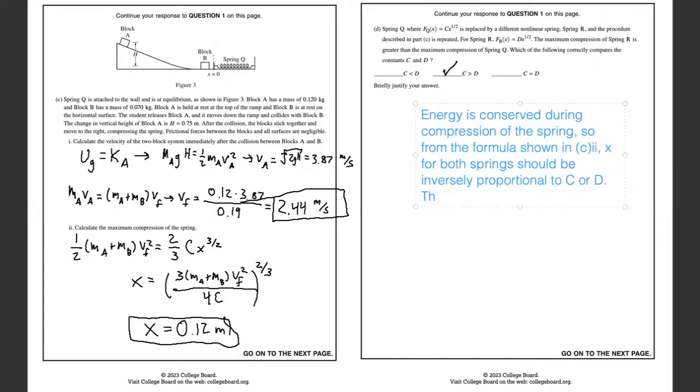So therefore, if x sub r is greater than x sub q, right, that would imply that C has to be greater than D. There we go.